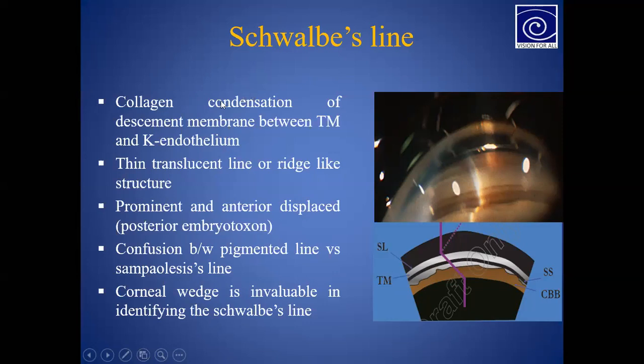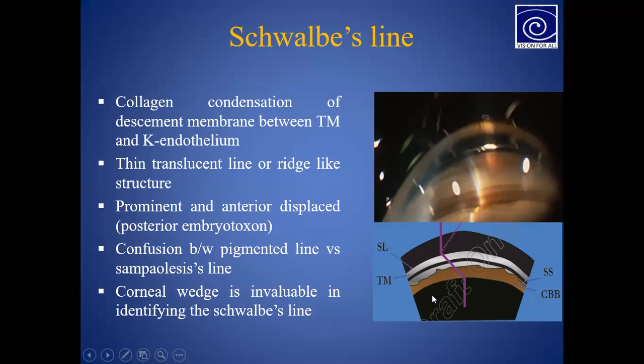Schwalbe's line is just after the corneal endothelial layer. You will be able to see this whitish band while performing gonioscopy. It is a thin translucent line or reed-like structure. The prominent and anteriorly displaced one is the posterior embryotoxon. So these things we'll discuss later, how the posterior embryotoxon and Sampaolesi lines look with gonioscopy.